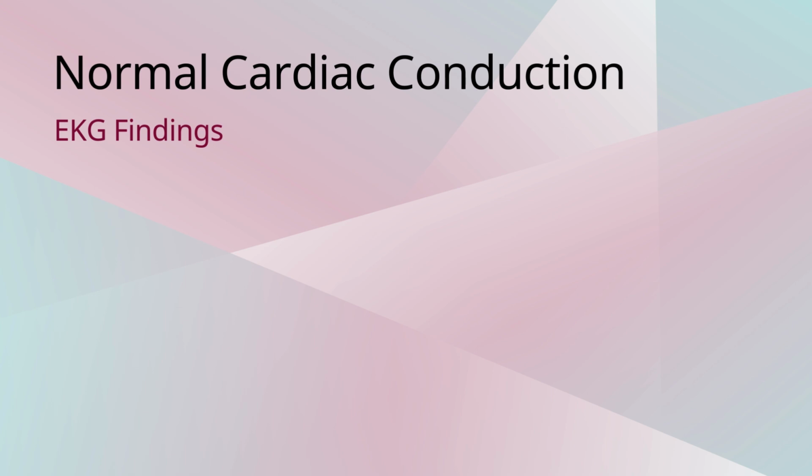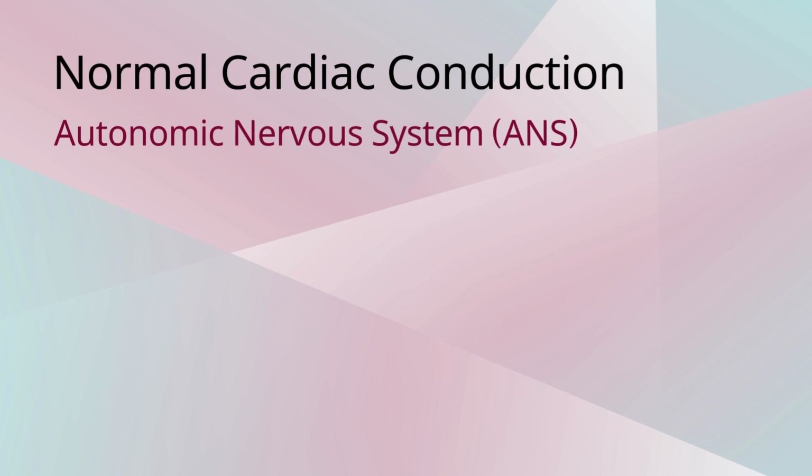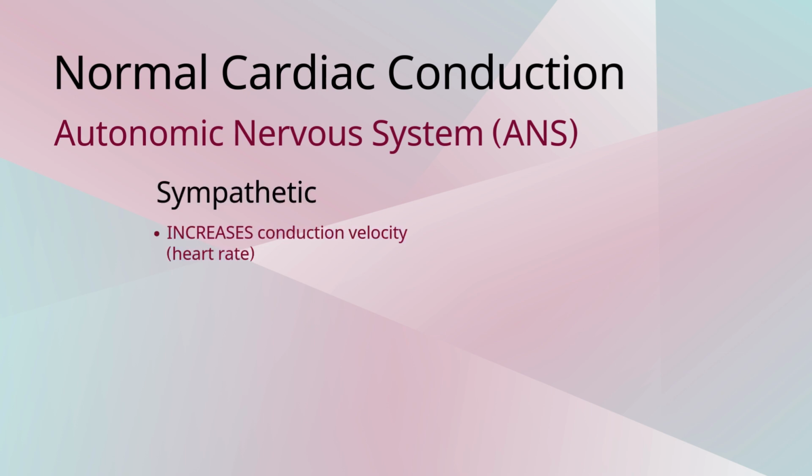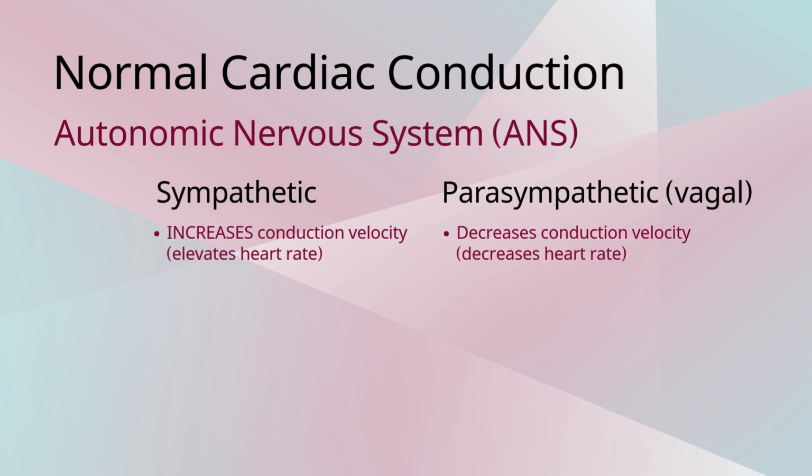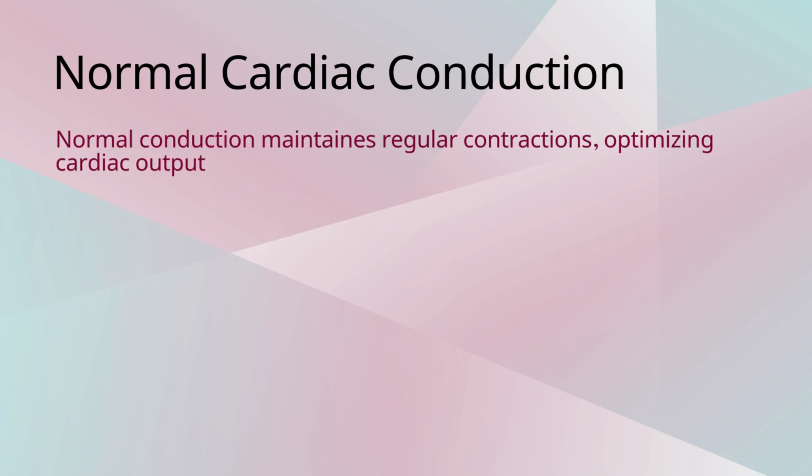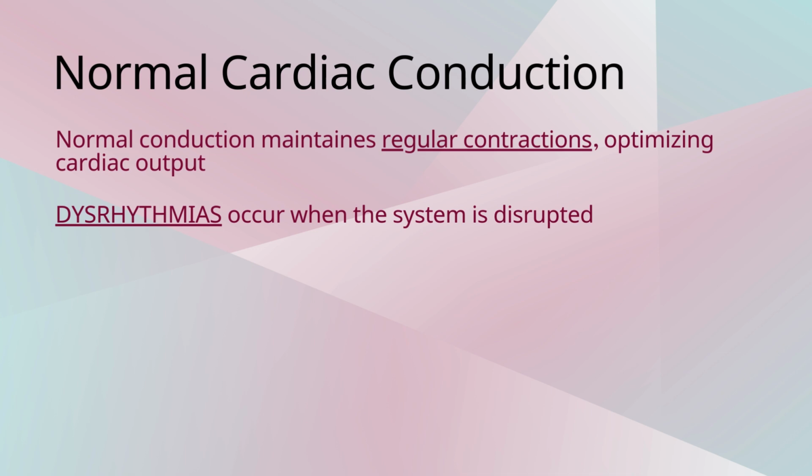This whole electric system is influenced by the autonomic nervous system. Sympathetic stimulation increases heart rate and conduction velocity, while parasympathetic or vagal tone slows the SA and AV node conduction. The clinical relevance of all of this is that normal conduction maintains coordinated atrial and ventricular contractions, optimizing cardiac output. Dysrhythmias occur when this system is disrupted.